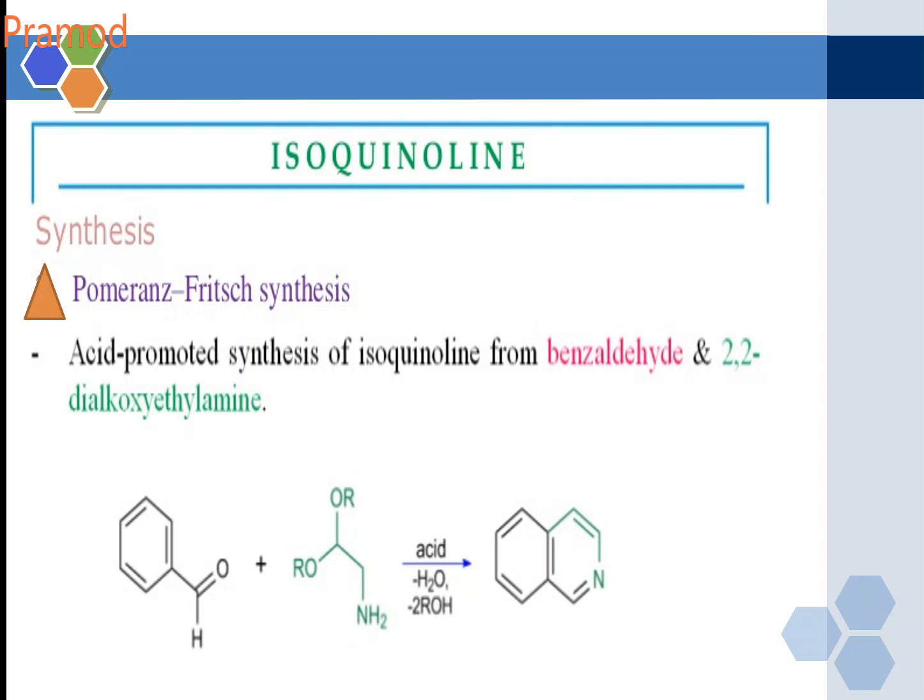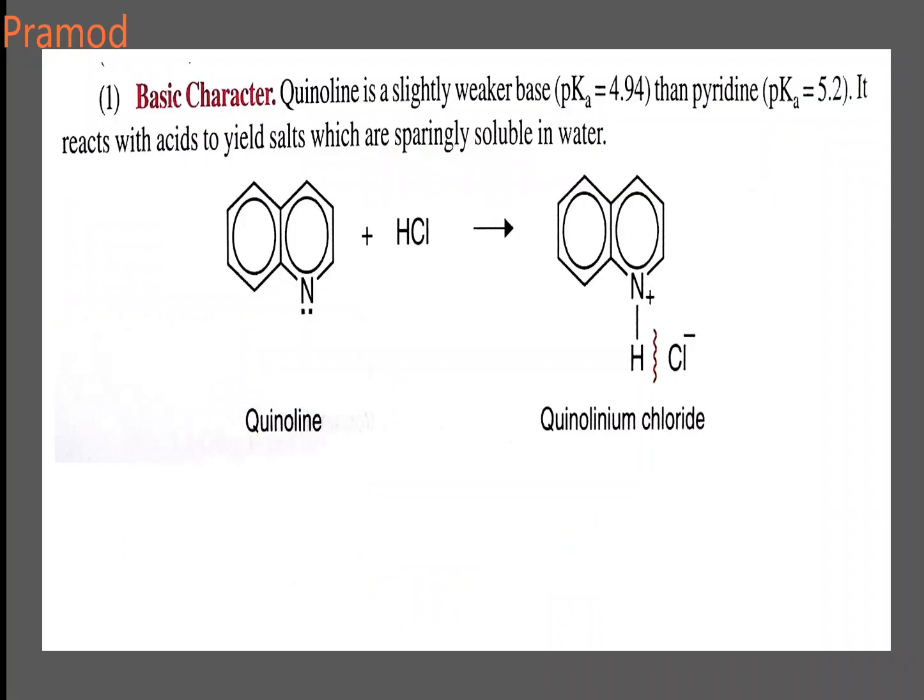So what you take? Benzaldehyde, you treat it with 2,2-dialkoxyethylamine and, in the presence of acid, it will give your corresponding product. These are nothing but your acetals, which are destabilized in order to give your aldehyde or a ketone. Basically over here it is an aldehyde. It undergoes first a nucleophilic attack on the carbonyl, followed by cyclization in acidic medium to give you your corresponding isoquinoline. So that is the Pomeranz-Fritsch synthesis.